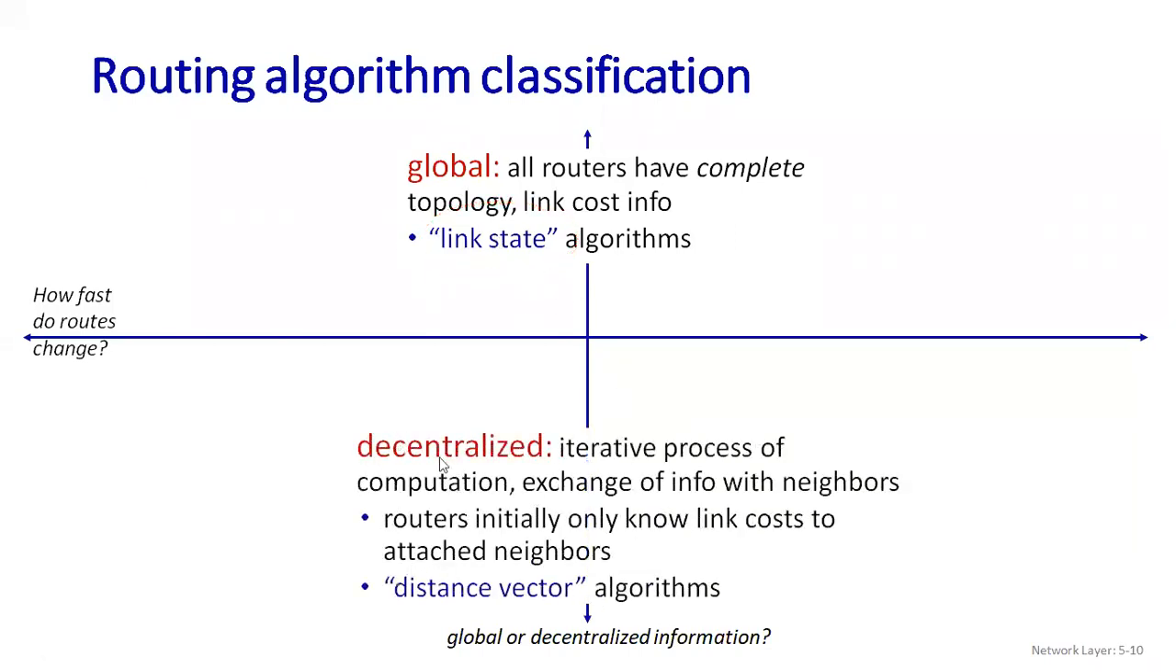If I consider the decentralized part, it is an iterative process. It is a repetitive process of computation, or you can say a repetitive process between the neighbors, where they exchange data or information. At that time, the routers have to find out the link cost attached to their neighbors. Whenever it is a repetitive process and it finds the link cost between the neighbors, the algorithm we apply is the distance vector algorithm.